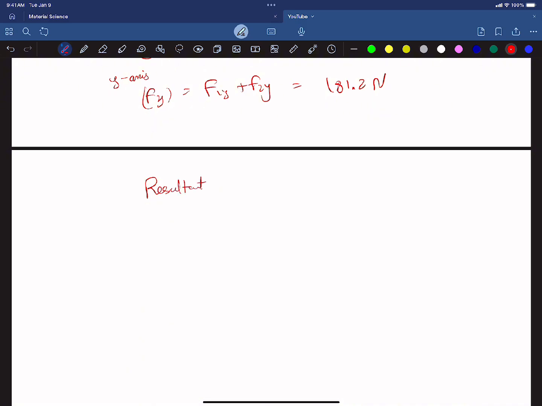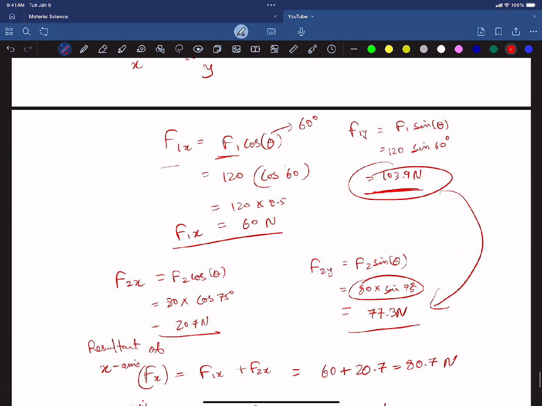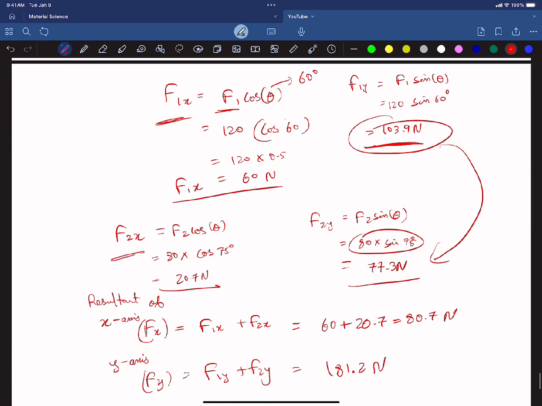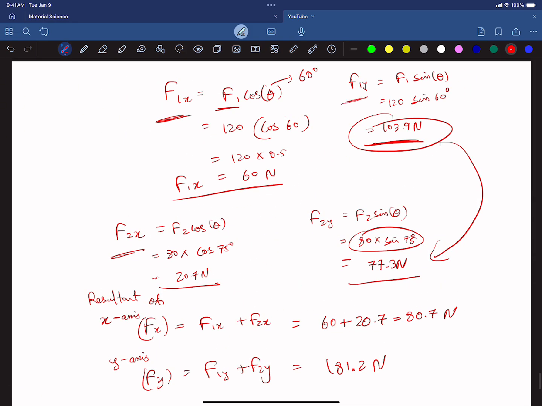Now the formula for the resultant force of two forces F1 and F2 will be given by Fr is equal to the square root of Fx squared plus Fy squared. Now Fx is the addition of both the x components of the forces, and Fy is the addition of both the y components of the forces.